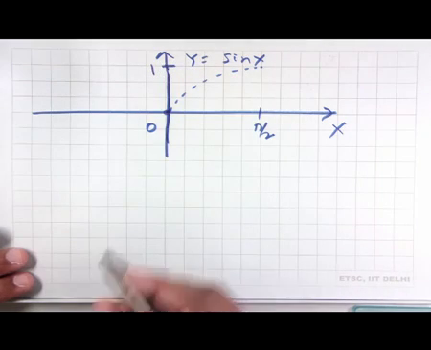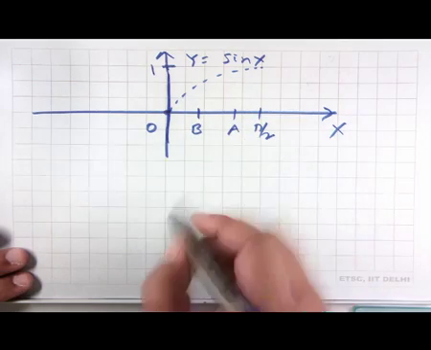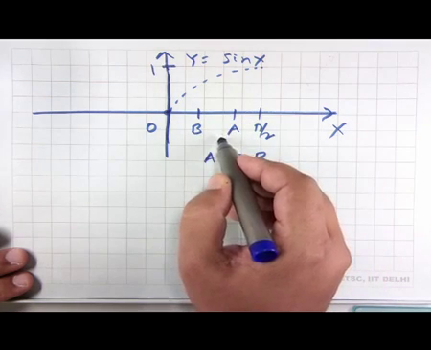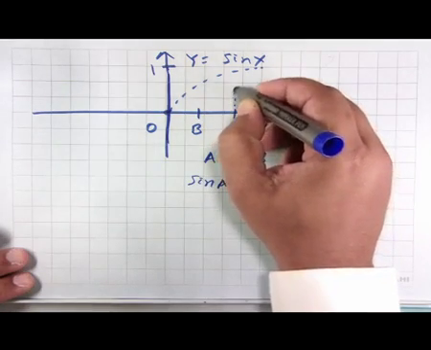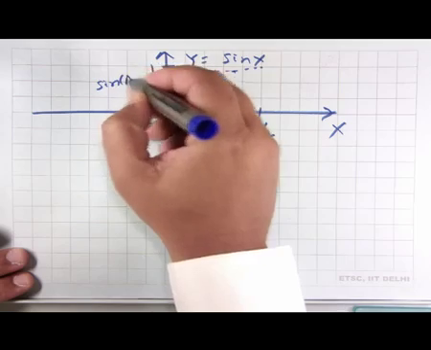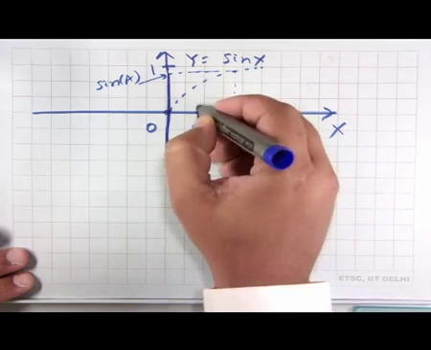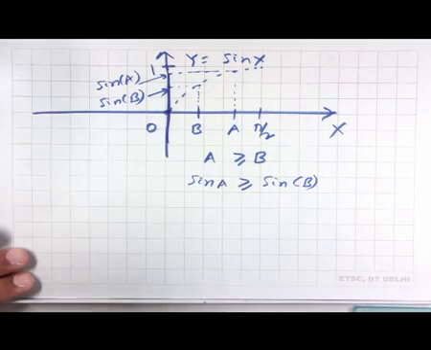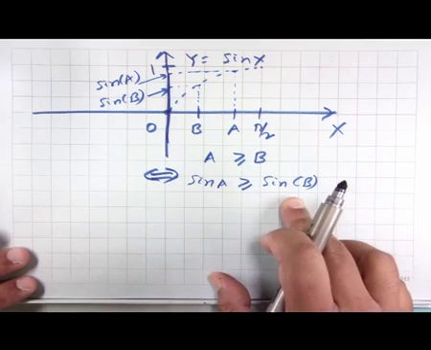So, what that means is that for any two values, let us say a and b, if a is greater than or equal to b, as is the case shown in this graph, then sine of a, which is this value over here, will be greater than or equal to sine of b, which is this value. So, a greater than or equal to b implies and is implied by the fact that sine a is greater than or equal to sine b.